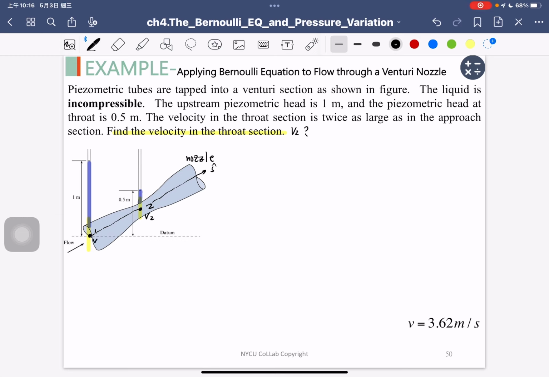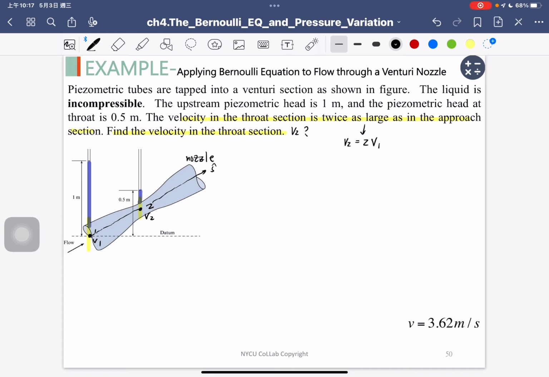And there is the V1 velocity. Okay? And you can see there is a statement: we know that the velocity in the throat section is twice as large as in the approach section. So from this sentence, we know the condition is that V2 is 2 times V1. Okay, so we have all the conditions here.